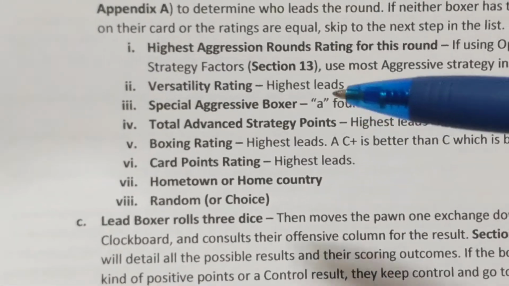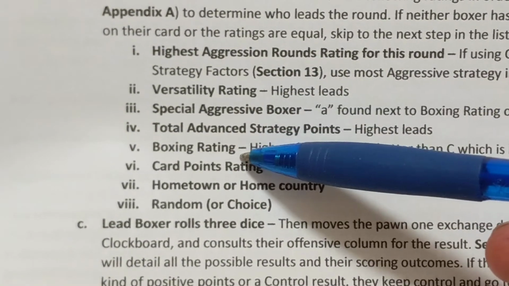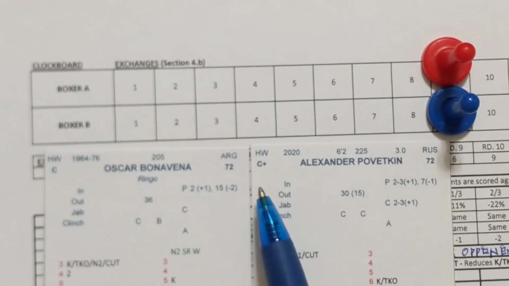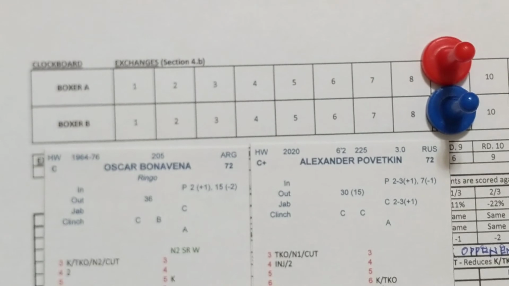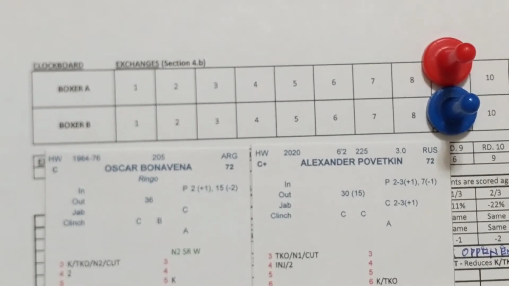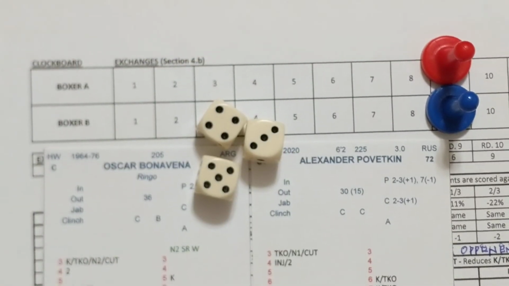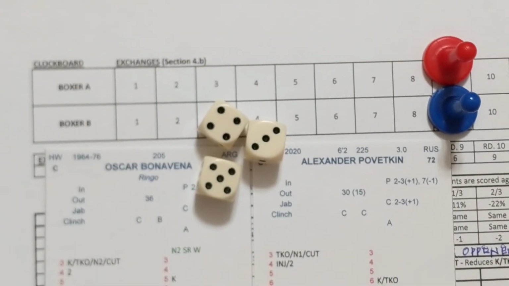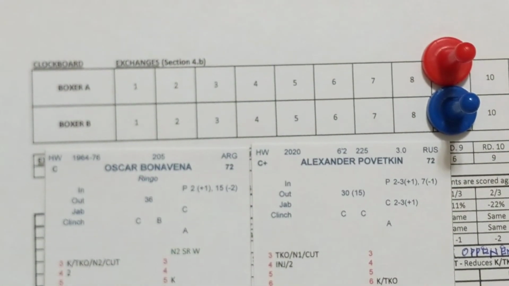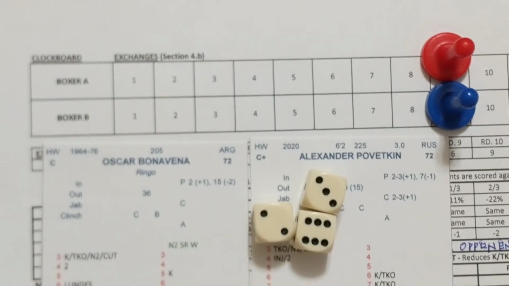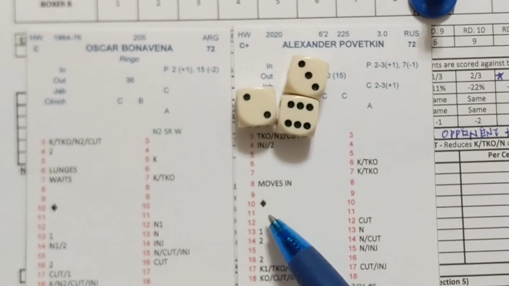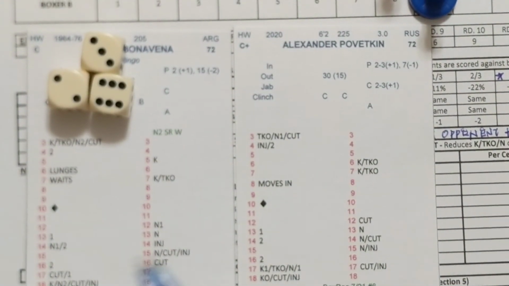So the next thing I would check is the boxing rating. So who has the higher boxing rating? In this case, Povetkin's C+ is better than Bonavena's C. So Povetkin will lead every round. He'll always be the one that starts. And how the game works is I'll roll 3-sided dice and check Povetkin's card to see what happens. Let's say I'll just start this. So he rolled an 11, and if I look on his card, an 11 is blank, so that's just an exchange, and now Bonavena would roll. And we're going to go back and forth like that.